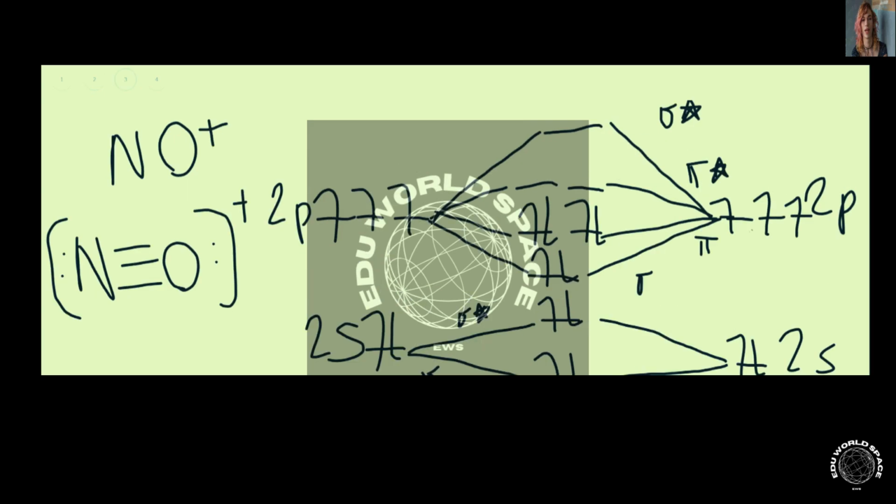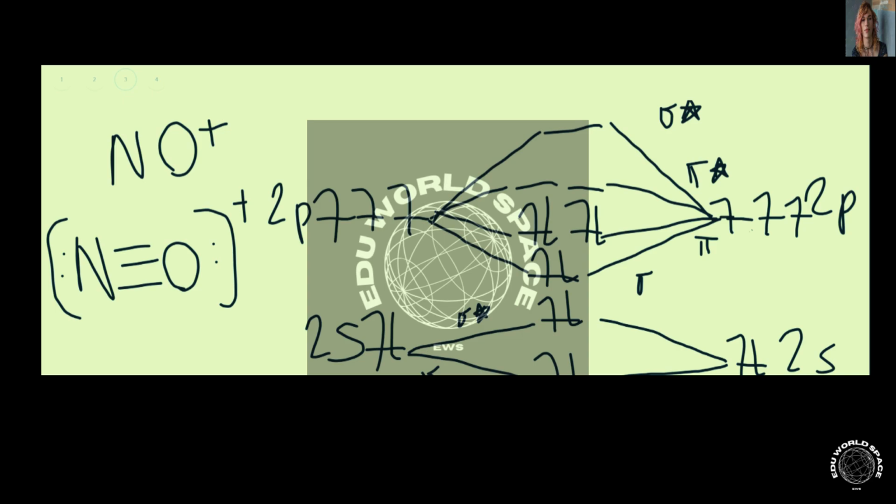So then we can do the same thing for NO+. The only difference in this molecular orbital diagram is that now we have one fewer electron in our anti-bonding pi star orbitals. So remember, the electron that was in the highest energy orbital was in a pi star orbital, and now we no longer have that electron. So we still have 8 electrons in bonding orbitals, but now we have only 2 electrons in anti-bonding orbitals.